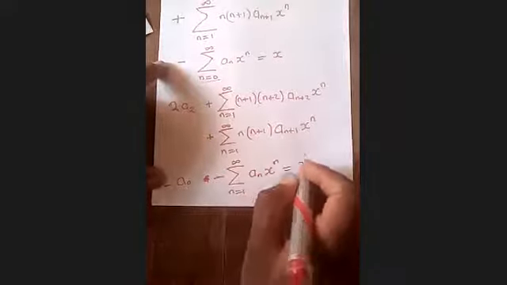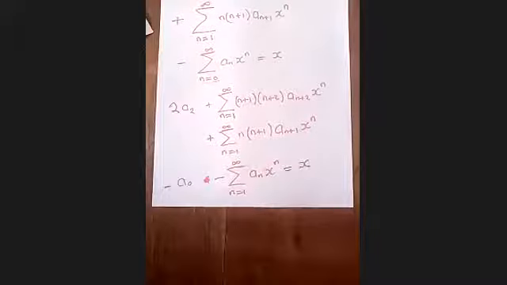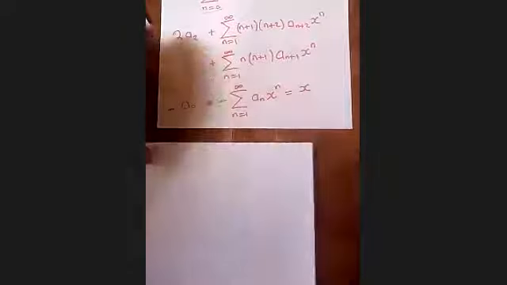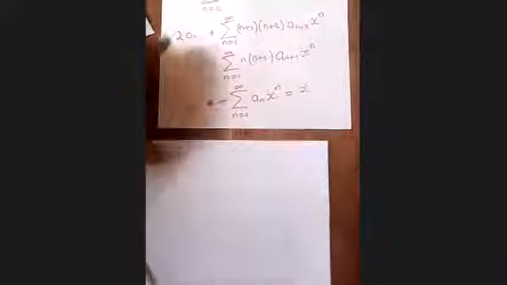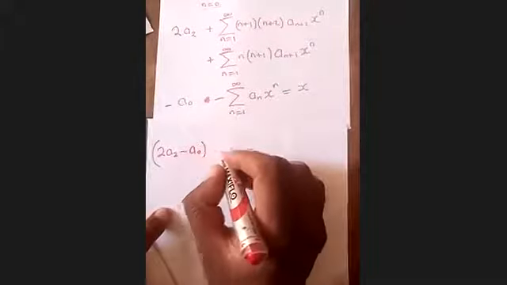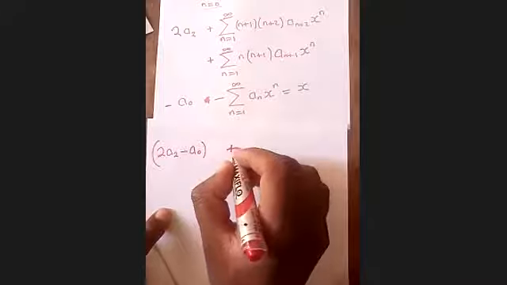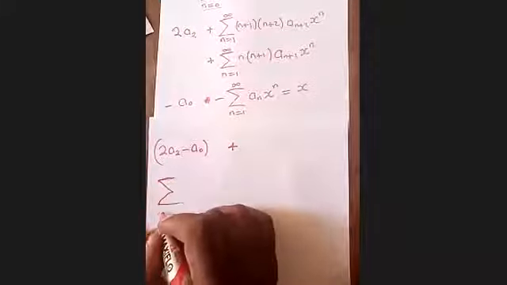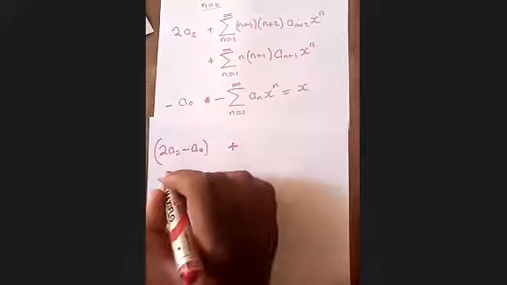Okay, so now we can put everything together. Putting this together, what do we get? Your constant terms are these ones, so it's 2a2 minus a naught. Constant terms, the others we can condense. So it is plus summation n equals 1 up to infinity.